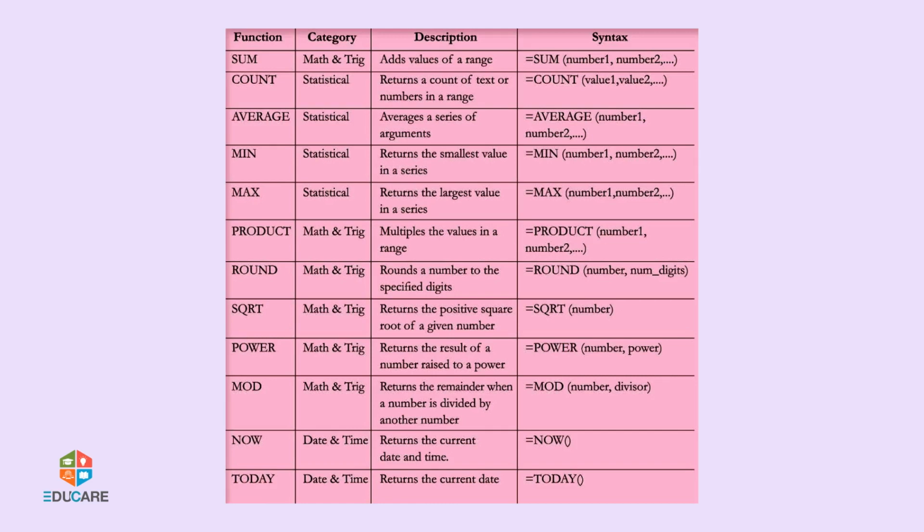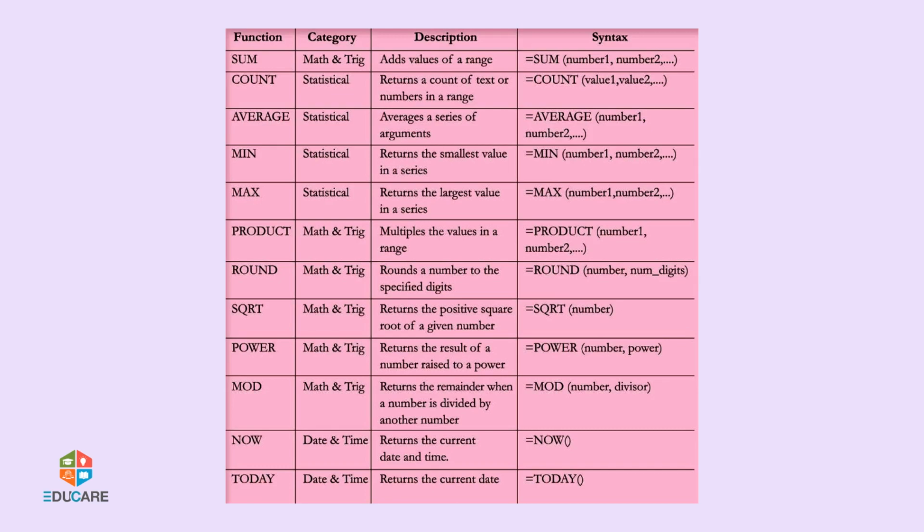Average, statistical, averages a series of arguments, =AVERAGE(number 1, number 2 and so on). Minimum, statistical, returns the smallest value in a series, =MIN(number 1, number 2 and so on). Max, statistical, returns the largest value in a series, =MAX(number 1, number 2 and so on).